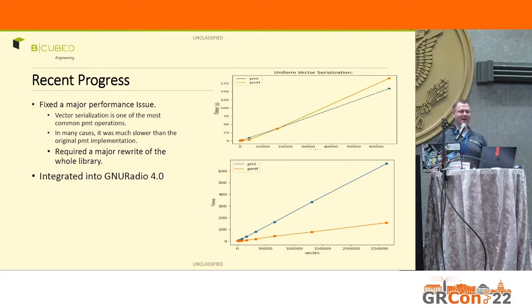And then Josh Mormon has been doing a great job on GNU Radio 4.0. I'm going to call it a rewrite. And this is fully integrated in there. The plan is that this is going to be the new PMTs in GNU Radio 4.0. And if you were to check out 4.0 today, you would be using these PMTs.